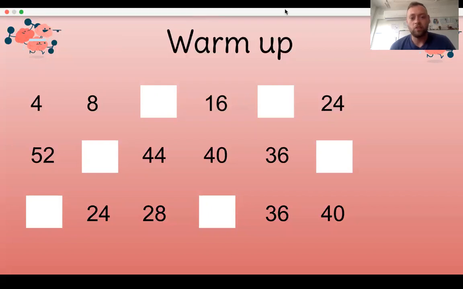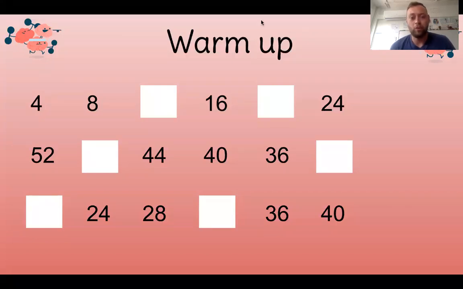The answer to the first row. So check with me. You may have done this. This number here should have been 12. And this number here should have been 20. Guys, all of these numbers are in the 4 times table. Okay? 1 times 4, 2 times 4, 3 times 4, 4 times 4, 5 times 4, 6 times 4.